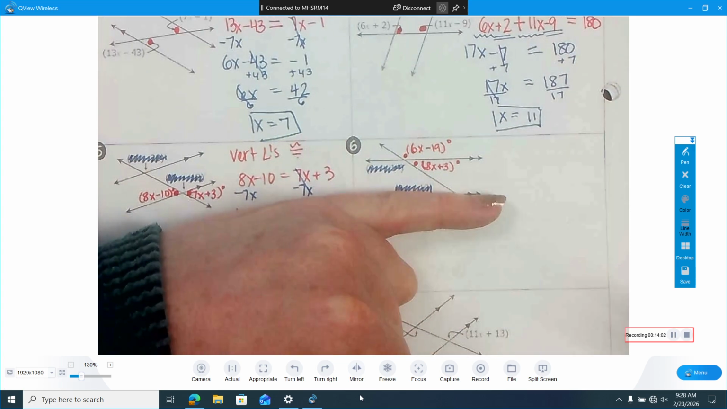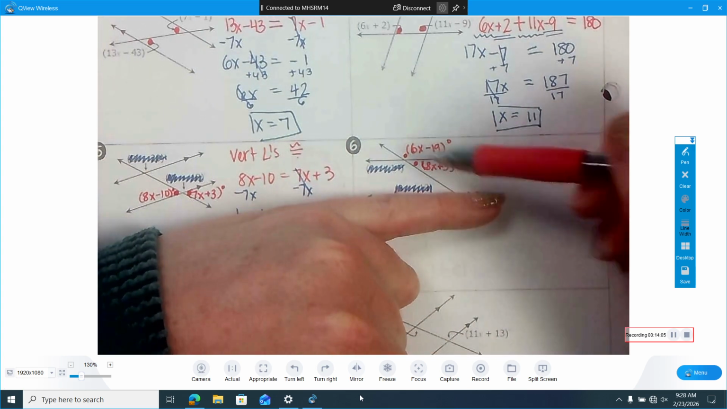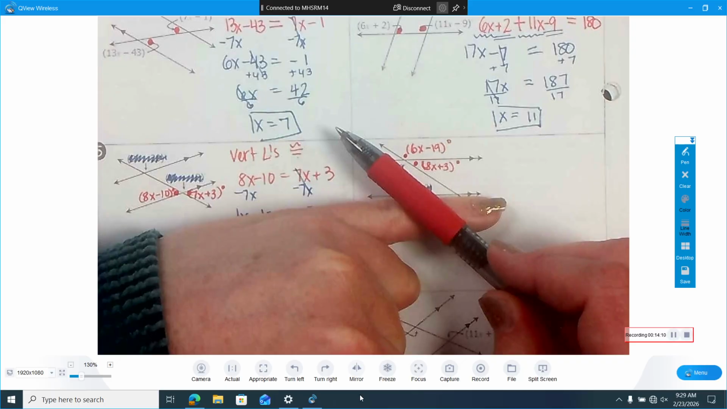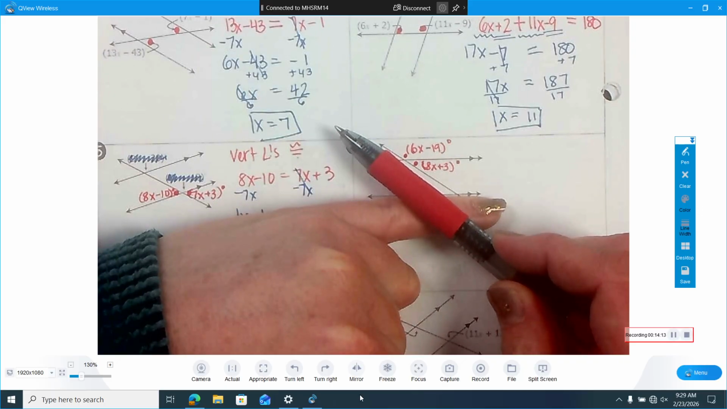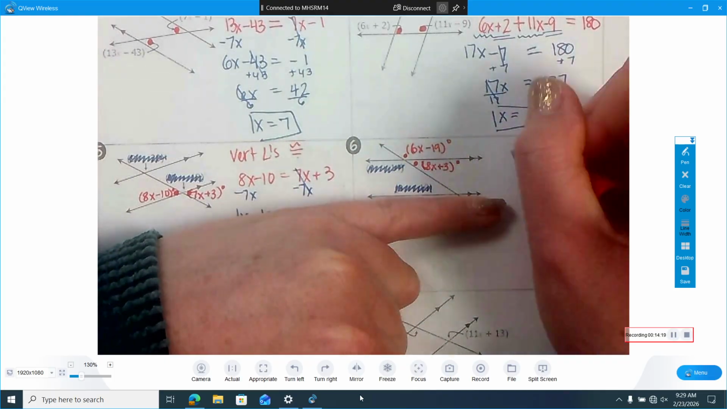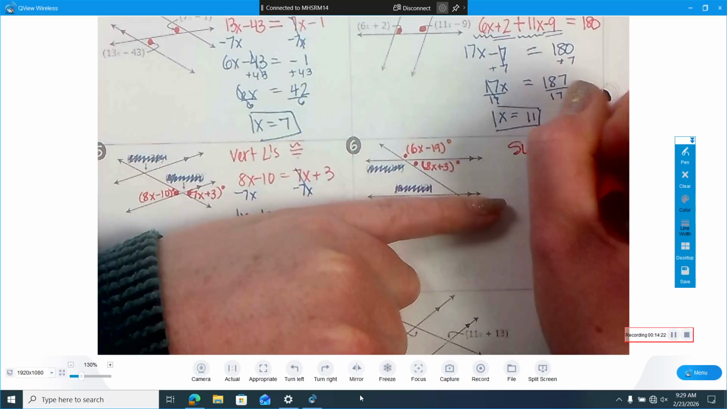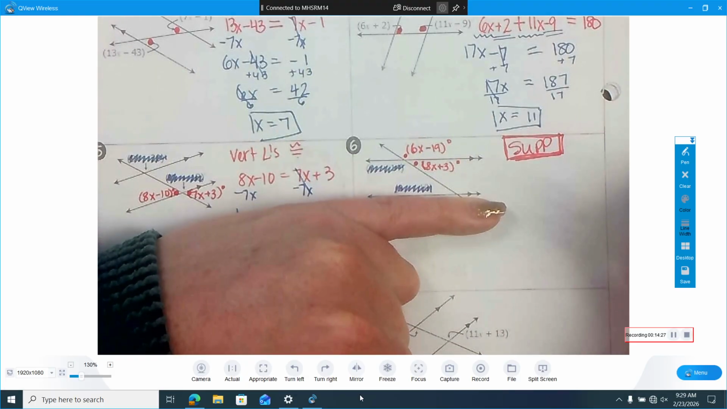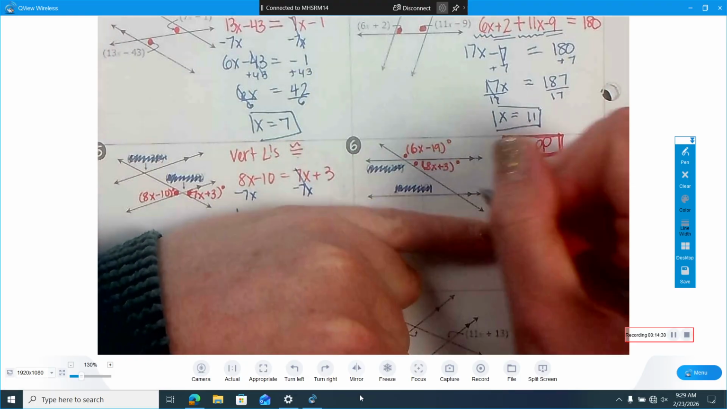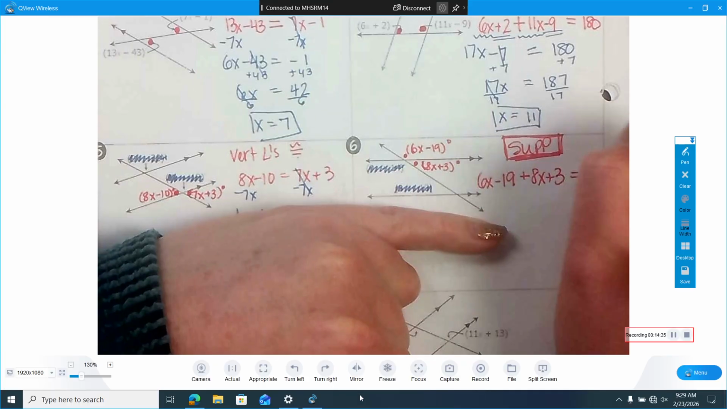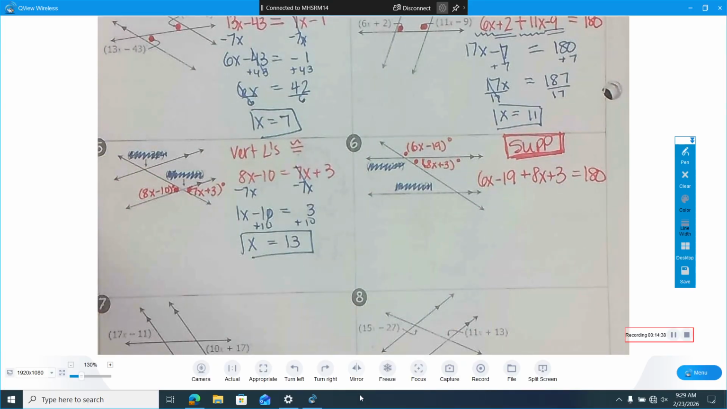In fact, we can cover up this whole other parallel line. It doesn't even matter. These two angles are adjacent, right next to each other, and they're resting on a nice straight line. How many degrees does that straight line have? 180. These just form a straight angle. They're a linear pair, but they are supplementary angles. And so what's the equation we're going to write if they're supplementary? Beautiful. 6x minus 19 plus 8x plus 3 equals 180.